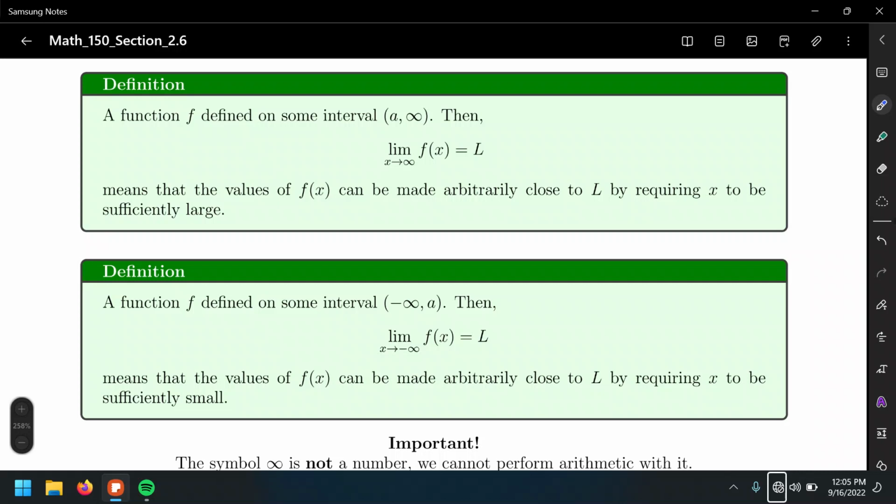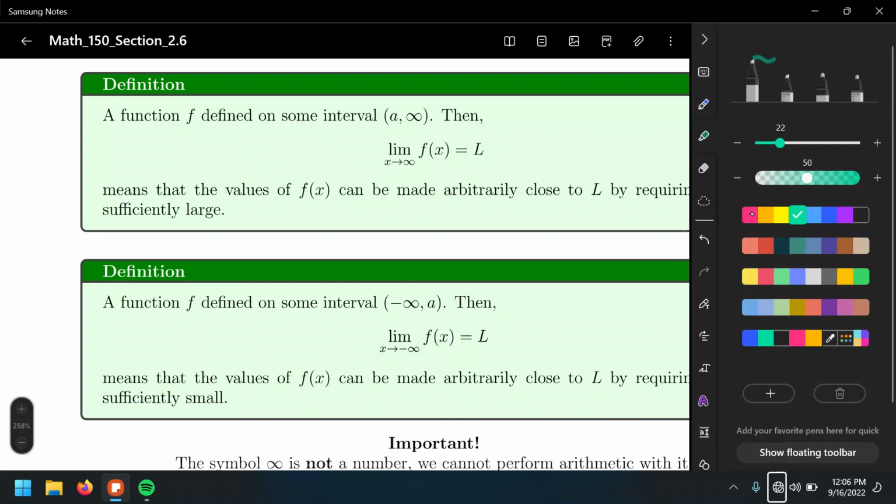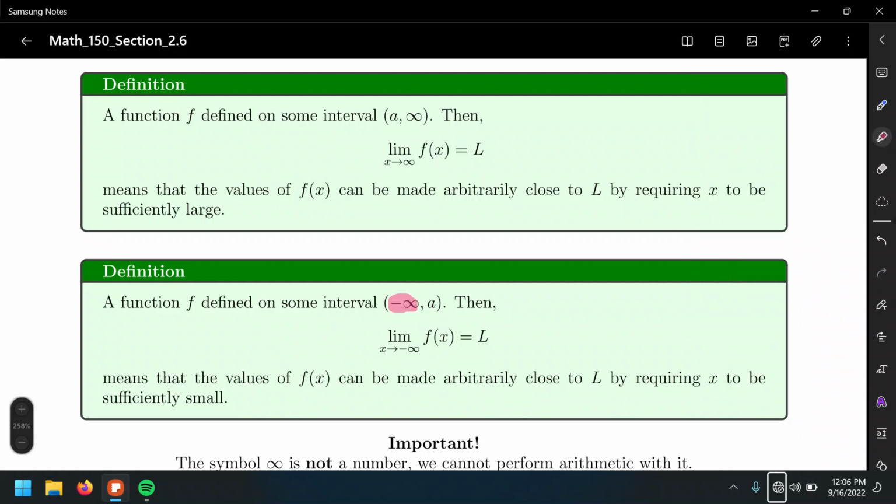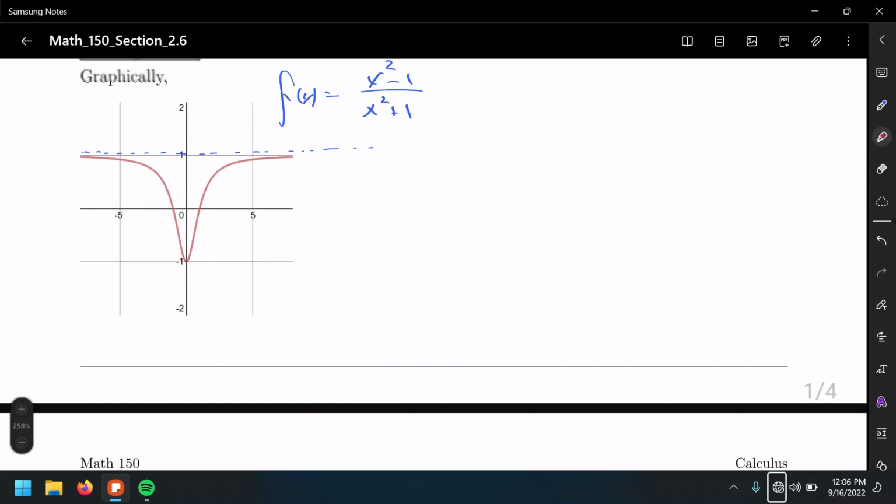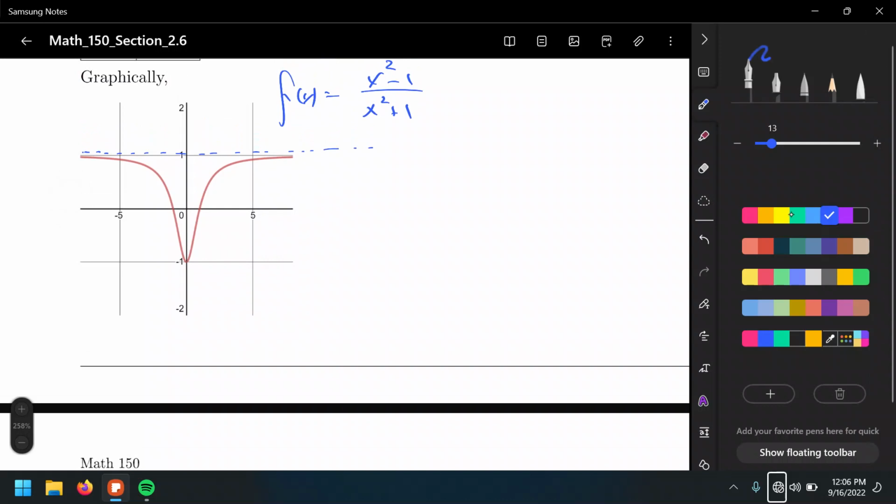On the other hand, we have the idea of having x be sufficiently small. How small? Really small in the direction of negative infinity. That means very small is negative infinity, and really big is positive infinity. So in this case, we're going to check those limits on both sides of the infinity. For example, let me go back to this example right here.